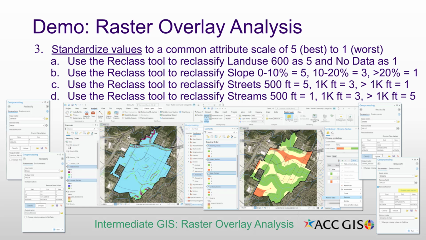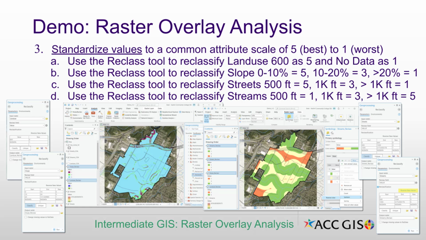Reclassifying slope as flat, which is preferable, 0 to 10% slope, as 5, all the way to very steep as 1. We'll reclassify streets where proximity to a street is a good location because it makes it accessible. So within 500 feet of streets, we'll classify it as 5 or most suitable, and greater than 1,000 feet from a street as 1 or least suitable.